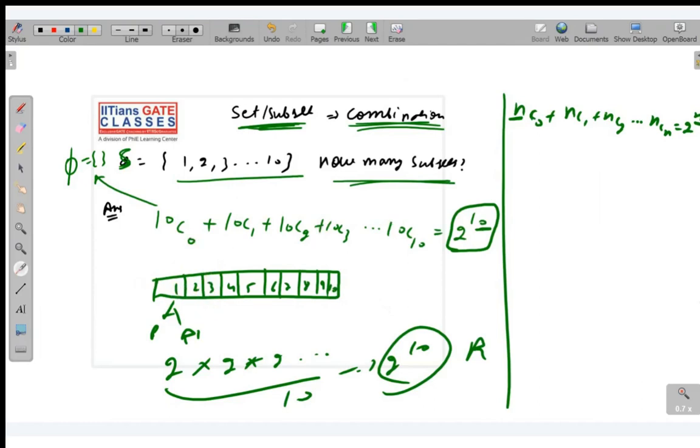So 10C0, 10C1, 10C2, 10C3, and so on, 10C10, that is 2 power 10 by the identity I have told you. And another method is the box method. From both methods, if we have a 10-element set, the number of subsets is 2 power 10. And if we make a set of these, it becomes the power set. Anyway, I will tell you this in set theory. I am not going into detail of all these things. The set of all subsets of a set is known as the power set. I think you already know.